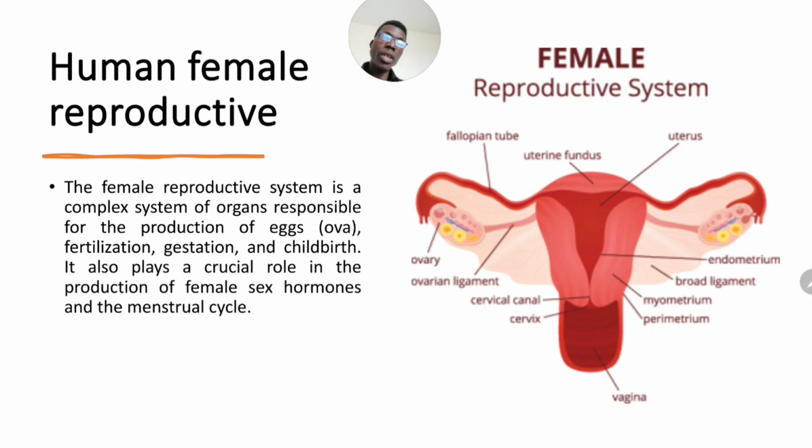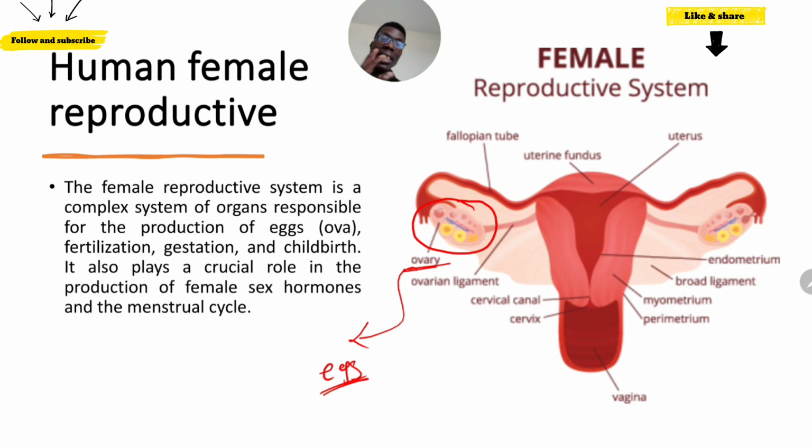So the female reproductive system basically is made up of the primary organ, which is this guy, the ovary. Why is it called the primary organ? Because it makes the eggs. That's why it's called primary organ, or we call it primary reproductive organ, while every other thing on the screen here represents the accessory.